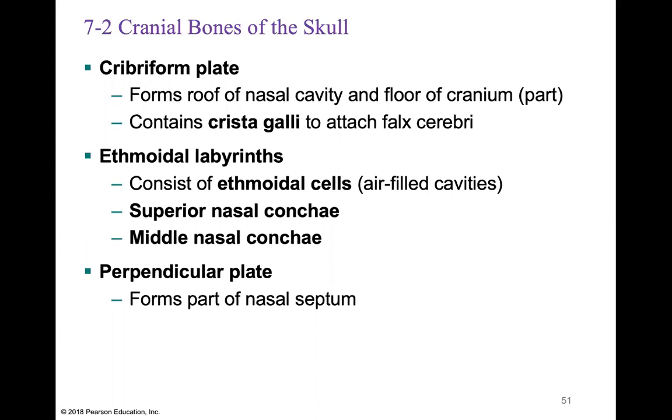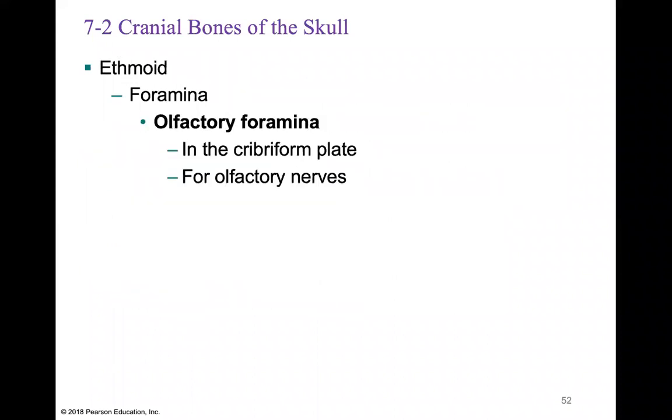The perpendicular plate of the ethmoid bone will actually form part of the nasal septum. You have the olfactory foramen, which is located within the ethmoid, and this will allow your olfactory nerve to pass through, a very important nerve that allows for the sense of smell.